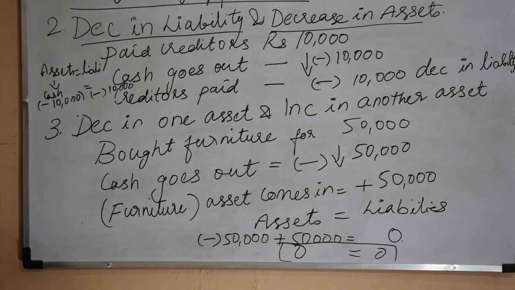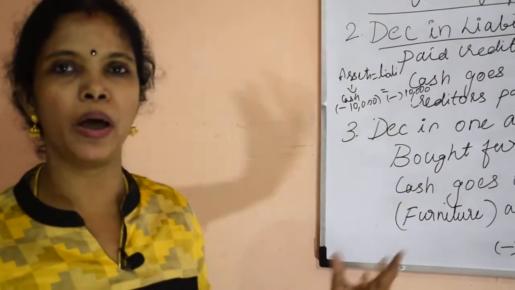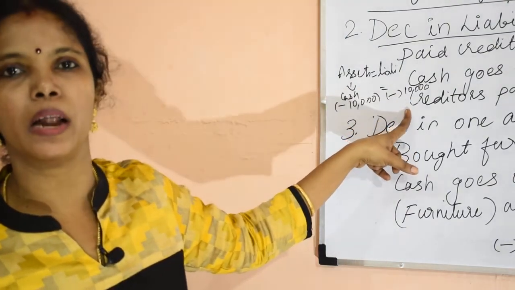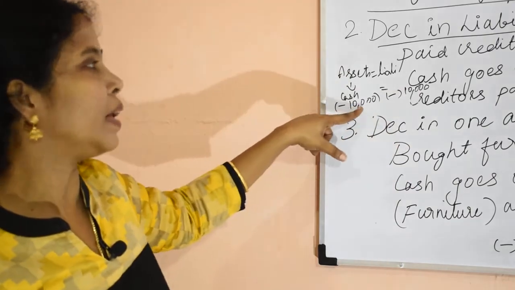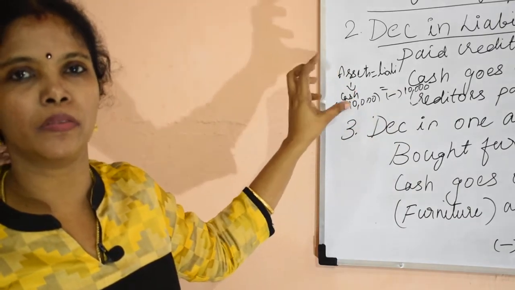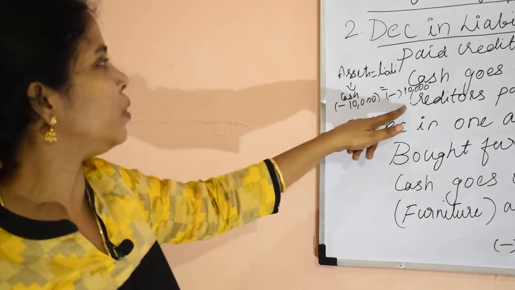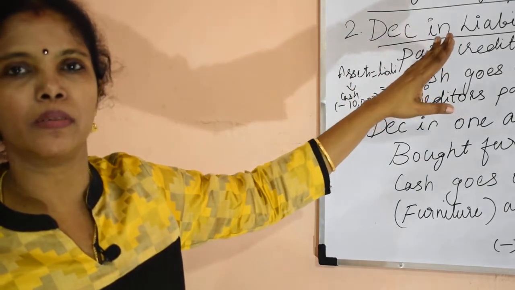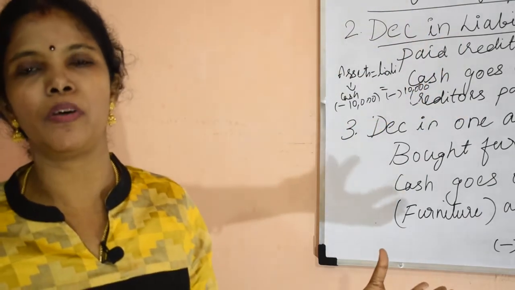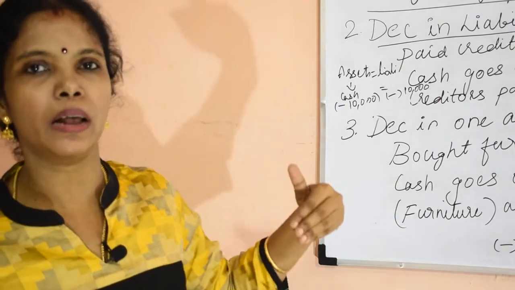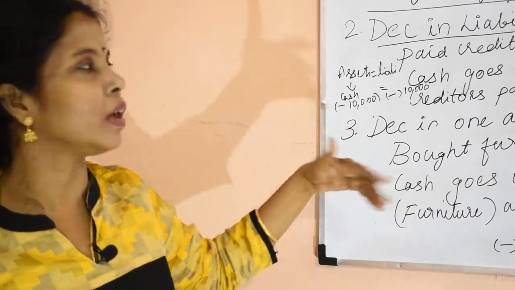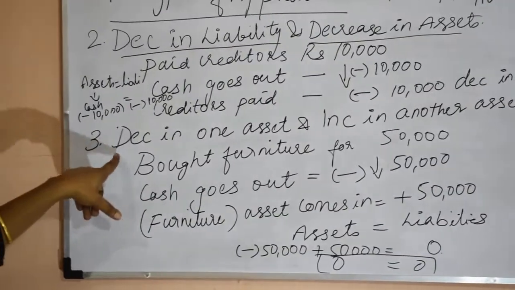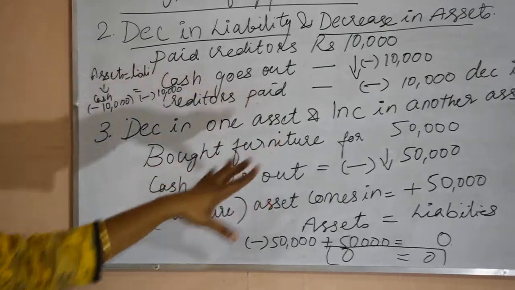That is the liability which we are liable to pay to the creditors, the 10,000. Both are decreasing. The liability is decreasing, and the cash from the assets, that is the business cash, is also decreasing. From this point it is clear that with a decrease in liability and a decrease in assets, when any expense is paid out, the business cash decreases. This point is the decrease in liability and the decrease in assets. Next one is the decrease in one asset and increase in another asset.